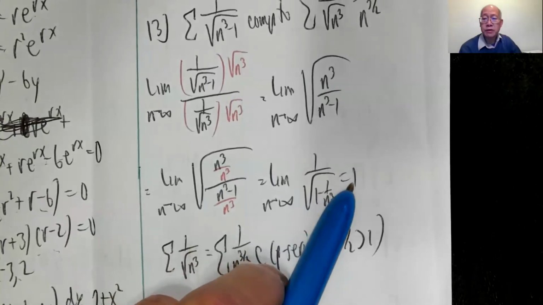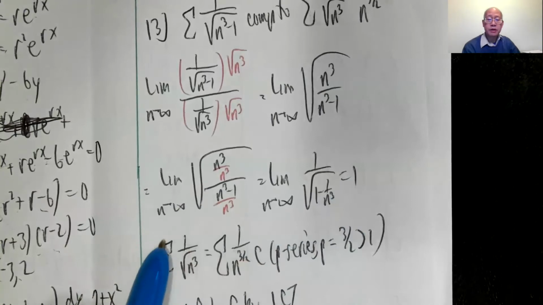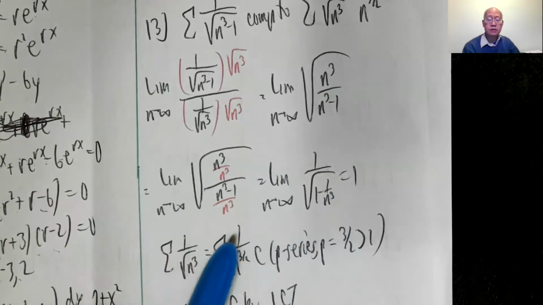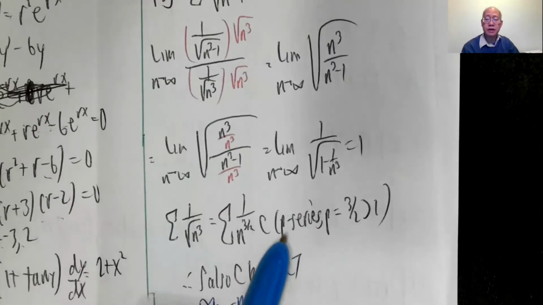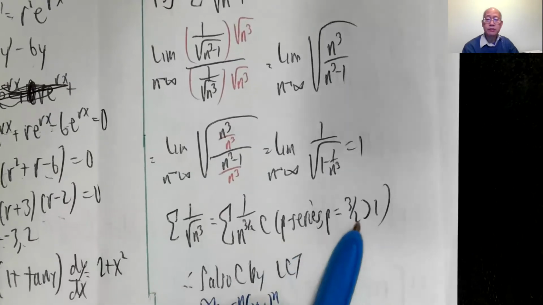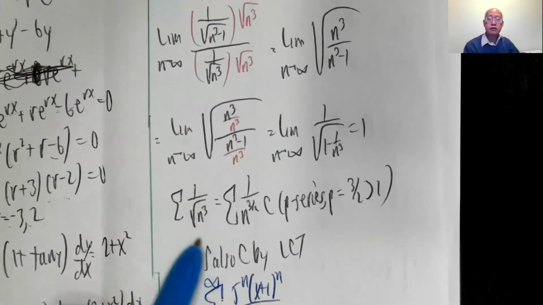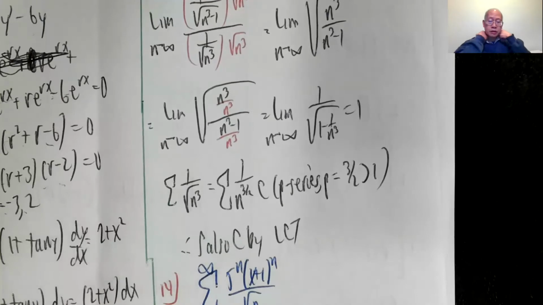So therefore, whatever happens to one happens to the other. What happens to summation 1 over radical n cubed? That's 1 over n to the 3 halves. That converges because it's a p series, where p is 3 halves, which is greater than 1. Therefore, the original series also converges by limit comparison test.